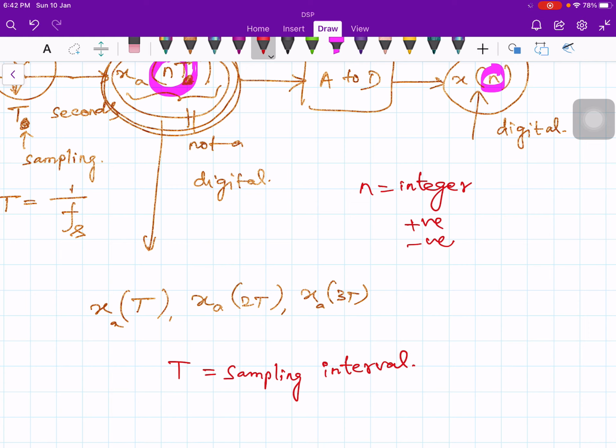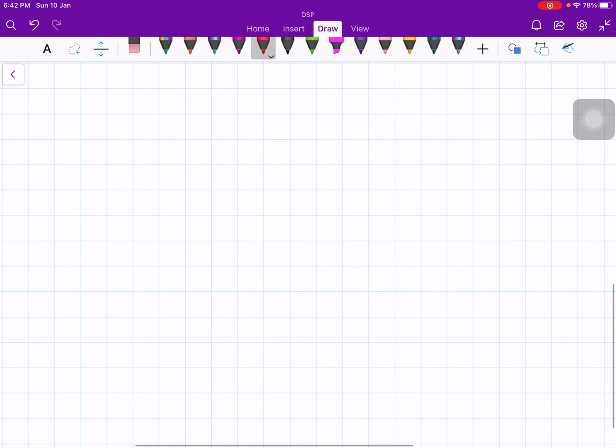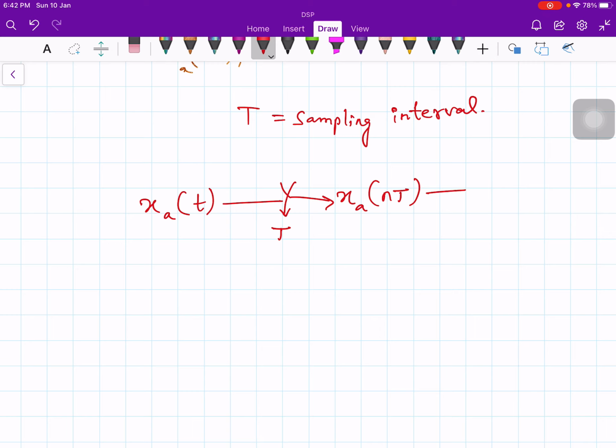Why? See, if the signal was derived from an analog signal, then capital T has to be kept in mind. So how do you interpret then x of n and x suffix a of nT? Let me draw the diagram one more time to get more clarity. Originally you started with x suffix a of t analog signal. You do the sampling with the sampling interval of T. Then you'll get x suffix a of nT, and then you pass it through the A to D converter, and here you are getting x of n. Now this T is lost, there is no T. Then how do you interpret this?